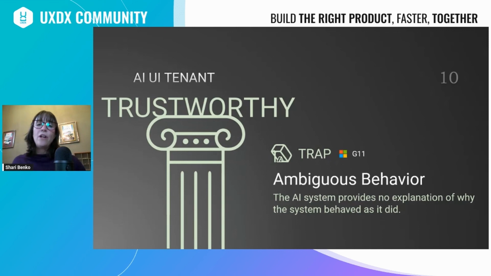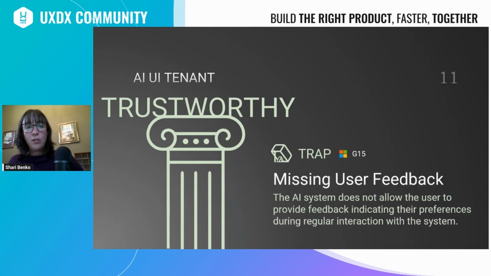Trustworthy. This trap is ambiguous behavior, where the AI system provides no explanation of why the system behaved as it did. Again, this is another part of the explainability of AI, which actually is easier said than done sometimes. But I liked the implementation that Copilot took in their search tool with large language models, and they actually put footnotes that referenced this is where we got this information from. I think that's part of the explanation for where it got the answer and is part of avoiding this trap.